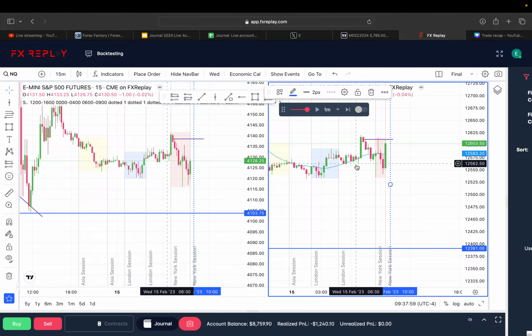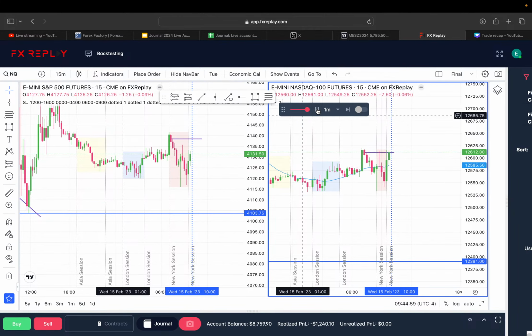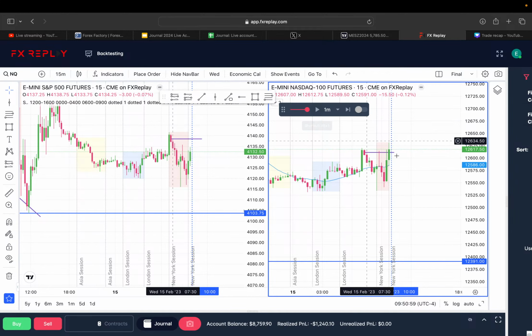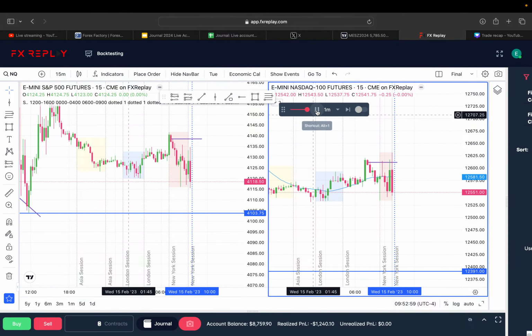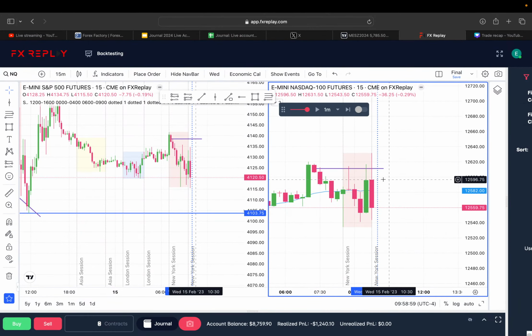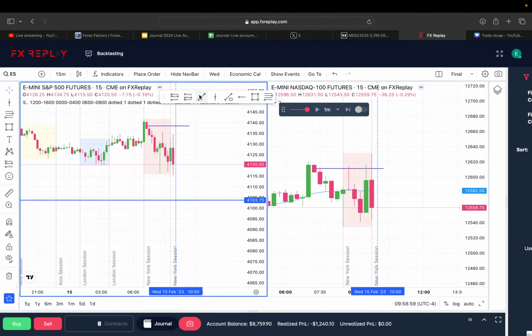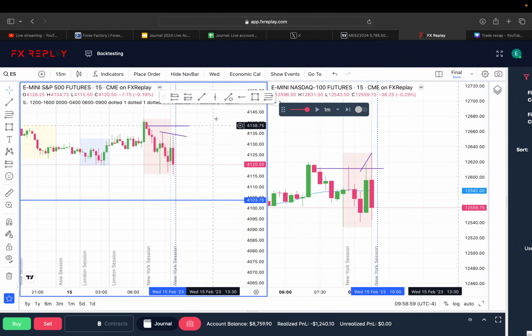Okay, so NQ is pushing higher. Swept that liquidity again. ES did not. Maybe ES wants to follow. NQ's pushing higher. And then that's our reversal. You see, NQ took out all these highs. ES did not. So that's a new SMT. Boom, and then that is your sign for sales, I'm pretty sure. It's not 10 o'clock yet though, so.